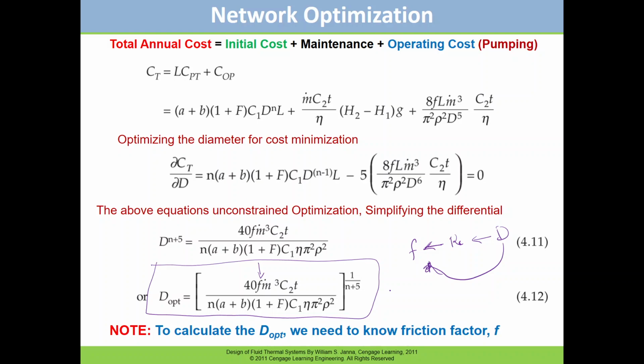So the second method for this is the iterative method, in which in the beginning you use a certain value of either friction factor or optimal diameter, and then you try to reduce the residual to find out the optimal value. So we will see through an example both of the methods when we do the example.